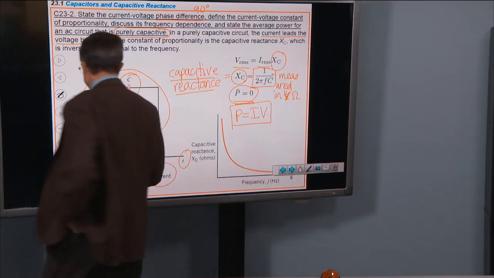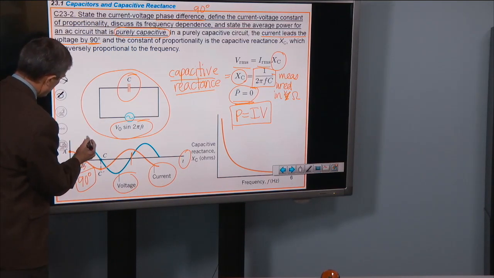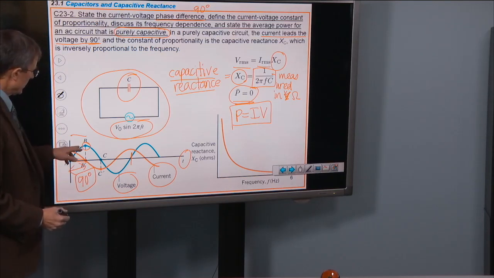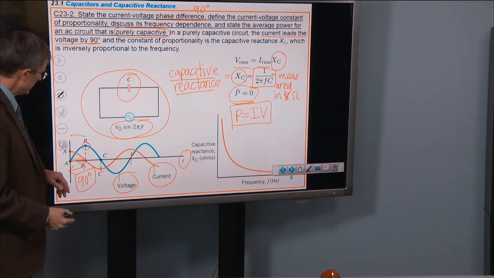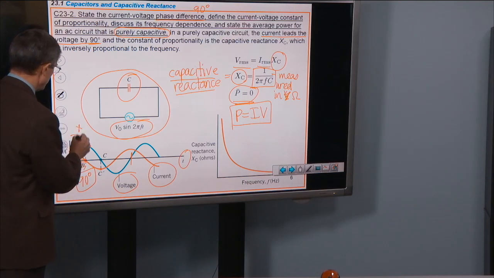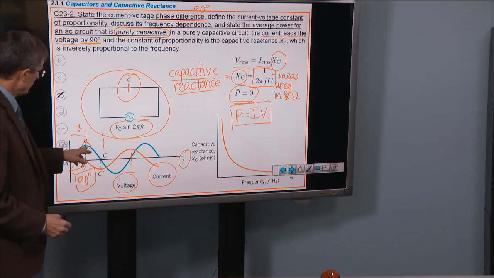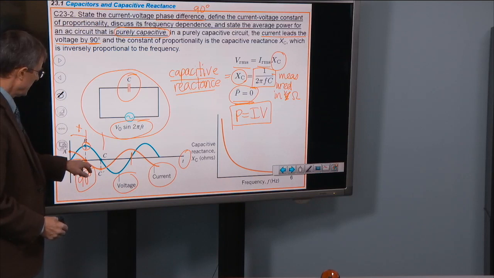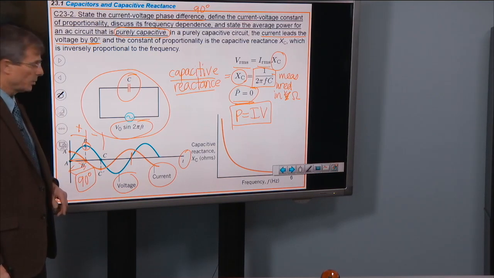If you go over here and you say, in this region here, from here to here, what are the signs, meaning positive or negative, of the voltage and the current? You say, well, they're both positive. So if you take two positive numbers and multiply them, you're going to get a positive number. What about in this region here, from here to here? Well, the voltage, the blue line, is positive, and the current, the red line, is negative. So we're going to get negative power for this portion here.